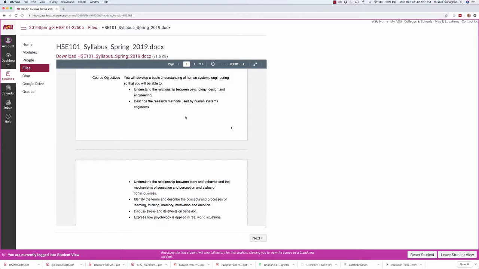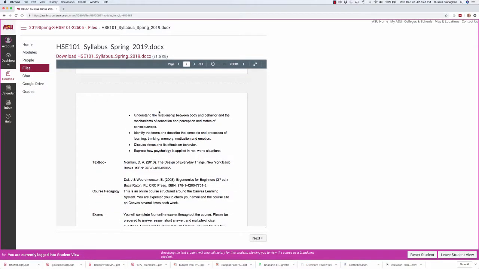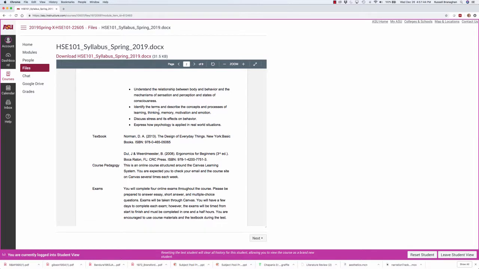You'll be able to describe research methods that we use in human systems engineering. You'll be able to understand the relationship between the body, the mind, human behavior, and mechanisms of things like sensation and perception and consciousness. You'll also be able to understand quite a bit of the concepts and processes of thinking, learning, memory, motivation, and emotion, especially those things as they relate to the design of products. You'll be able to discuss and understand the effects of stress and how that influences behavior, and just generally express how psychology is applied in real-world situations, especially when it comes to the design and development of products.